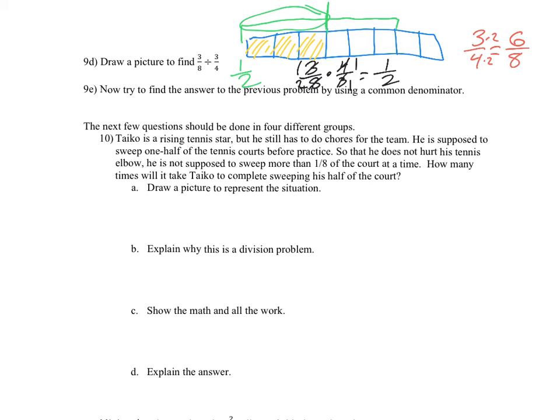Let's try the same thing, this time using a common denominator. So using the common denominator here, we're dividing 3/8 divided by 3/4. So I'm going to write 3/8, but instead of writing divided by 3/4, we're going to get a common denominator. So 3/4 can be changed into 6/8 like we found over here. So we're going to do 3/8 divided by 6/8. So this is another algorithm, another way of doing division here.